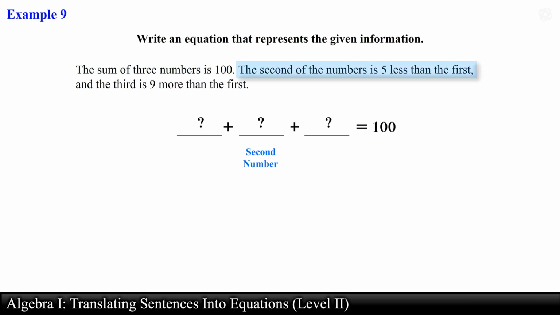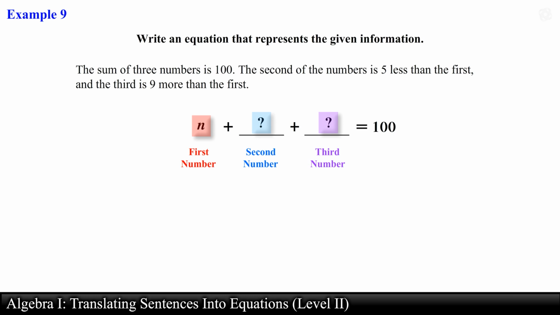From the sentences, we have information for the second number and third number, but we have no information about the first number. This means that the first number is a perfect candidate to be represented by a variable. So the first number will be denoted by the variable n. Now that we have determined what the variable represents, in this case, the first number, we can use it to write the second and third number in terms of this variable n. The second number is 5 less than the first. This translates to n minus 5, making sure we use grouping symbols when adding the quantity n minus 5. And the third is 9 more than the first, meaning it's n plus 9 or 9 plus n. Again, making sure we use grouping symbols when adding the quantity n plus 9.